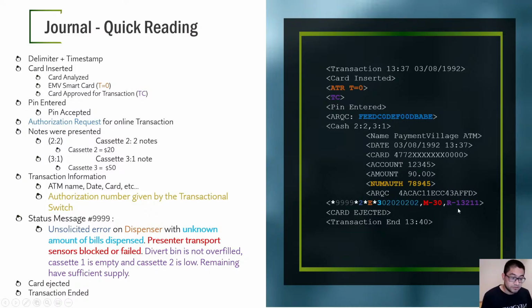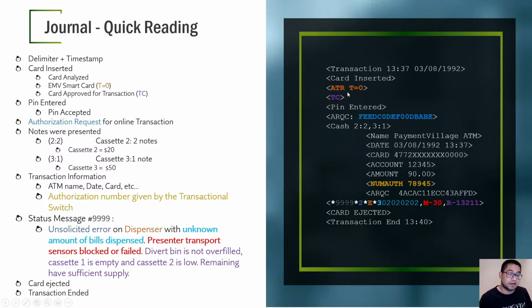And then we have that the reject bin is not overfilled, cassette 1 is empty, cassette 2 is low, and other information about the supplies that we don't care about at this moment. Here, what we care about is where the error happens, what happened with the transaction, and the detail of the error. And at the end, the card was ejected and the transaction ended.